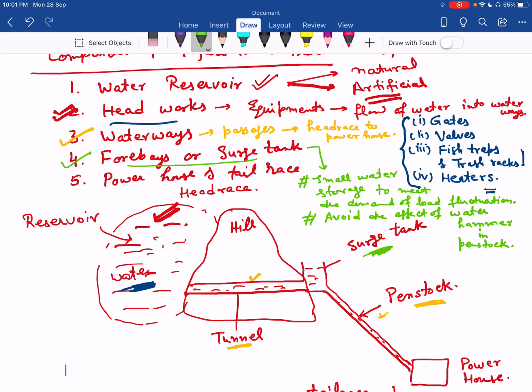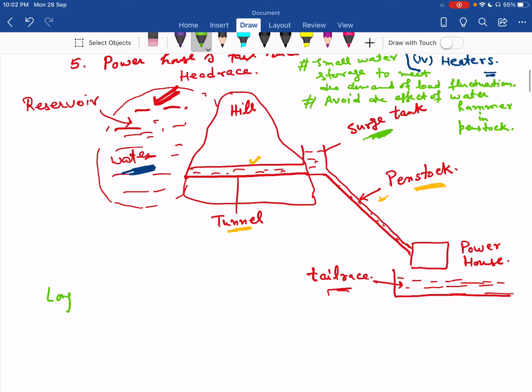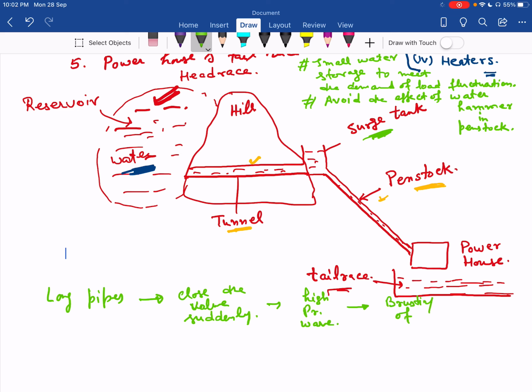What happens in the case of long pipes? When we close the valve suddenly, a high pressure wave is created in the penstock that ultimately leads to bursting of the penstock. So this is water hammer.